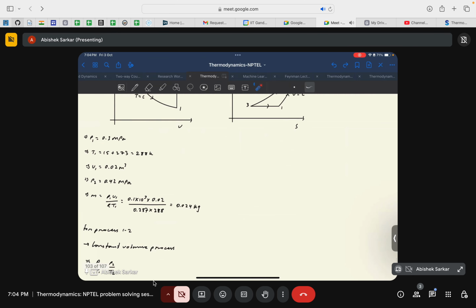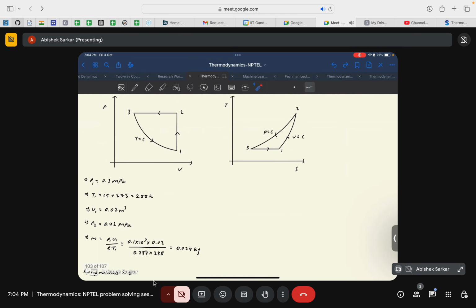Since they asked us to find the net change in entropy, not the net change in entropy per unit kg, we need to find the net mass of the working fluid.